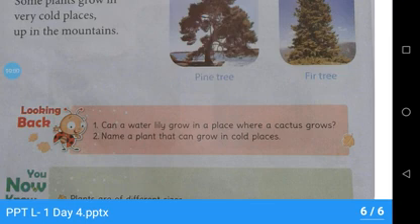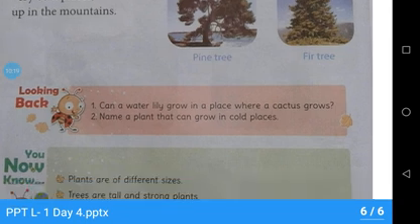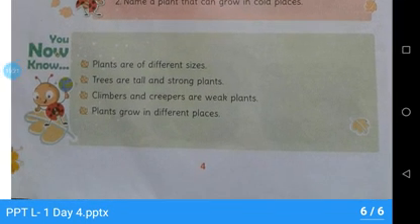Now, second question, name a plant that can grow in cold places. This you can answer to your parents orally. No need to write anything. Just tell those names to your parents, okay? Because we have discussed this and we have seen in the video. Now, below that, the points are given which we have learned till now. Plants are of different sizes. Trees are tall and strong plants. Climbers and creepers are weak plants, and plants grow in different places.